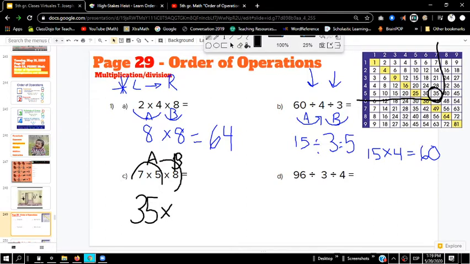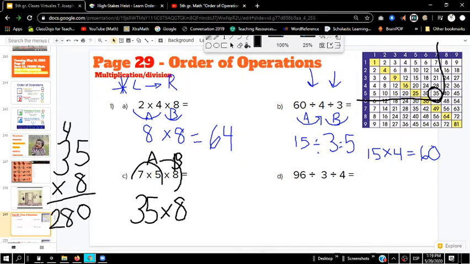Now we're going to multiply 35 times the next number in our order of operations, which would be 8. 35 times 8. Let's do that right over here. We have plenty of space. 35 times 8. 5 times 8 is 40. My 4 goes on the top. 8 times 3 is 24, plus 4 is 28. So my answer is 280.